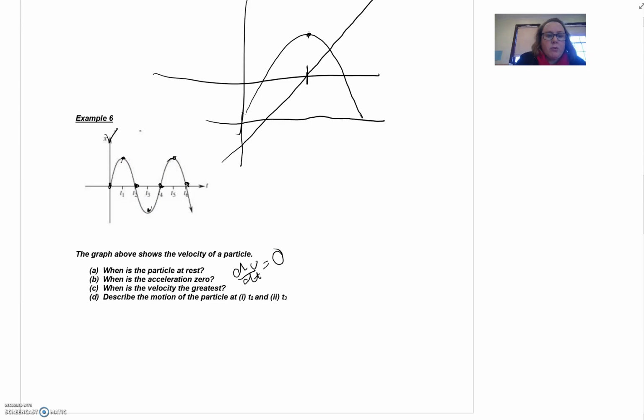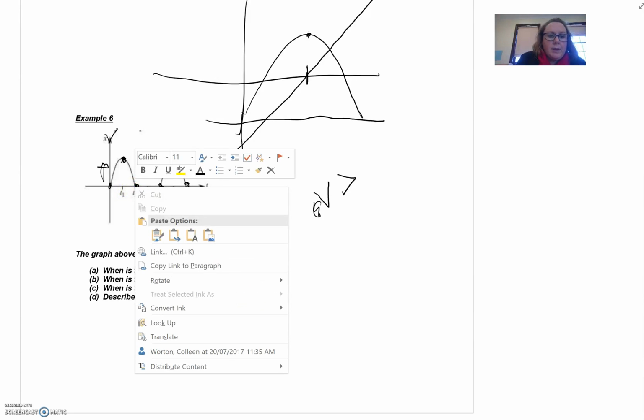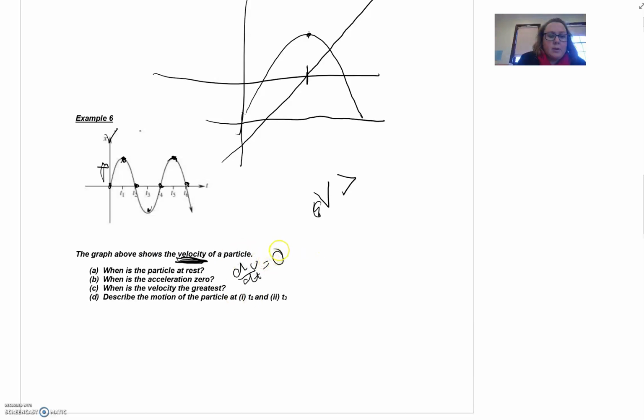When is velocity the greatest? Well, it's here and here, because it's furthest away, because this is a velocity graph. Describe the motion of the particle at T2. It's at rest, because the velocity is 0. And at T3, it is at constant speed, because acceleration's at 0.